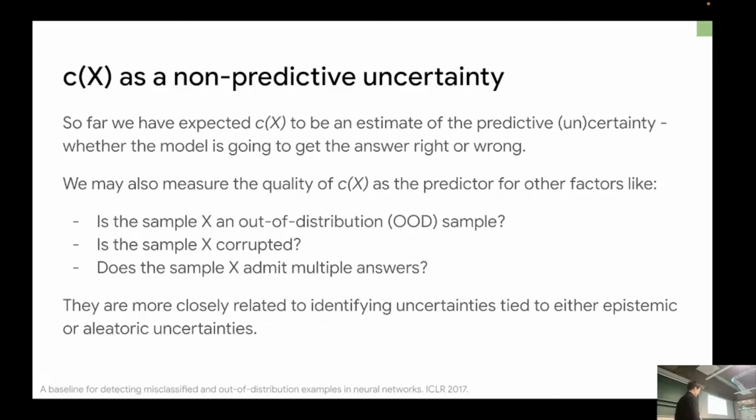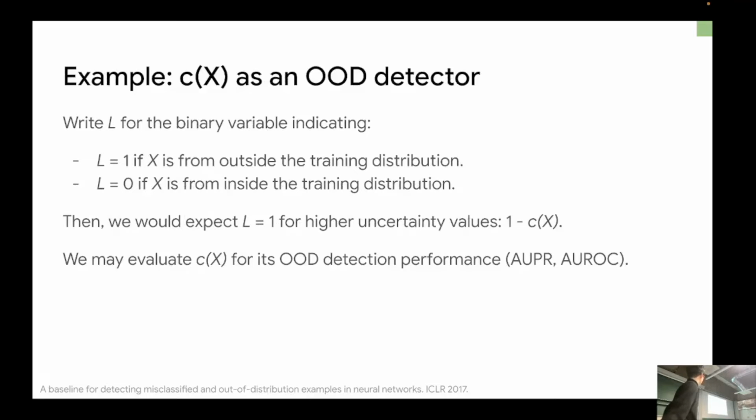And for detecting this kind of OD-ness, or the other case is whether the sample is corrupted, which is more related to the aleatoric uncertainty question, or whether the sample admits multiple answers. To answer all these questions, you can also set the target not just for detecting correctness of the prediction, but also OD-ness or multiplicity of the labels for the sample. So all of that is possible, and people do it quite frequently for OD detection as well. If the sample is outside the training distribution, you put L equals 1 and vice versa. And here again, you can measure AUPR or ROC measures.